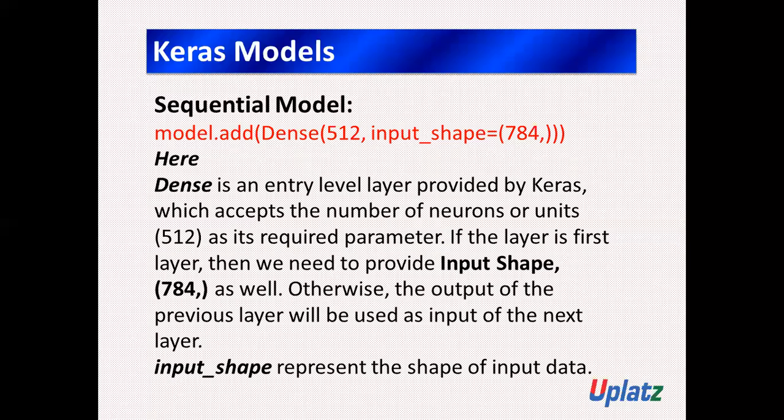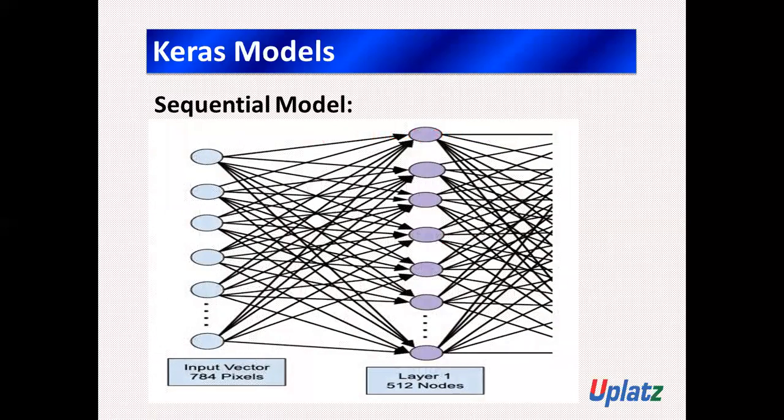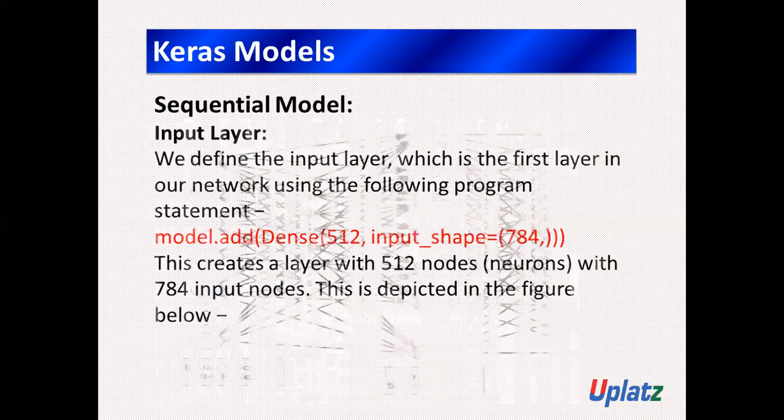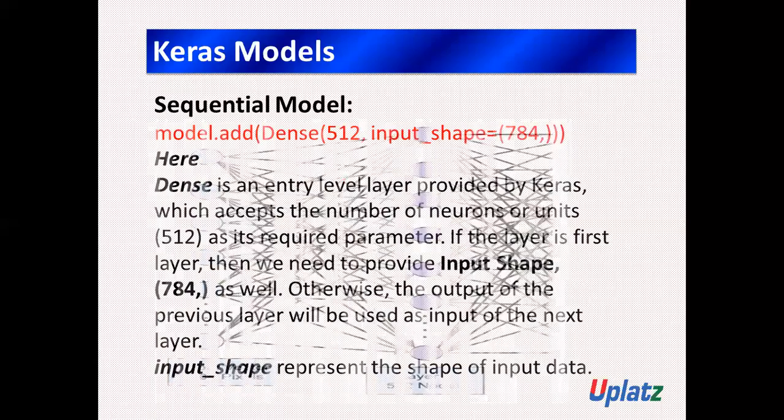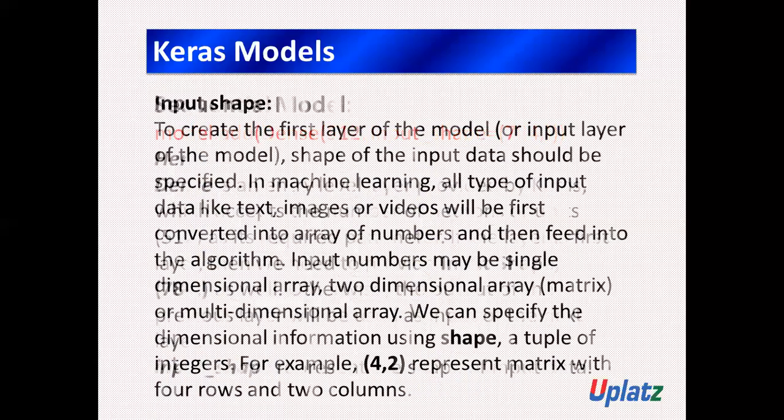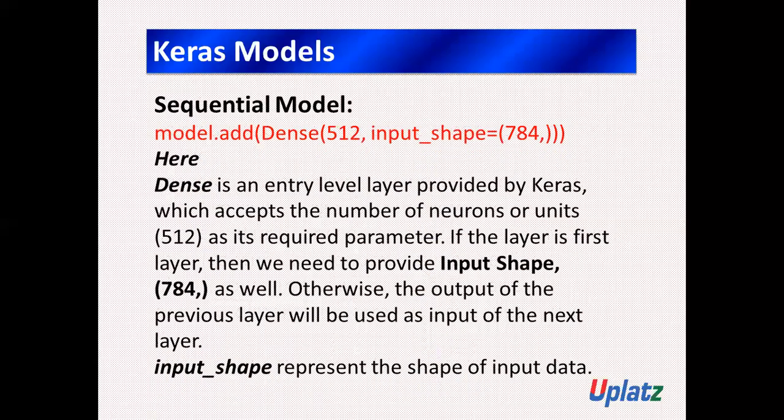input_shape represents the shape of the input data. So what is our shape? Input vector 784. Can you see this one? 784 input nodes. Now, before going to proceed further with the sequential model, I want to explain to you in more detail about input shape.